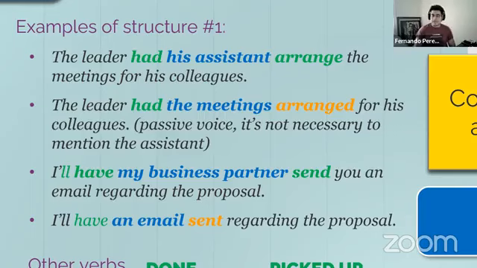But I want you to observe the construction of the sentence, not only the meaning, the construction too, because when you are thinking in English, you translate from Spanish to English, and that makes us have different structures, not paying attention to the position of words. In this case, his assistant is directly after the verb had. And then after these two expressions, we have the verb arrange, which is the delegated task.